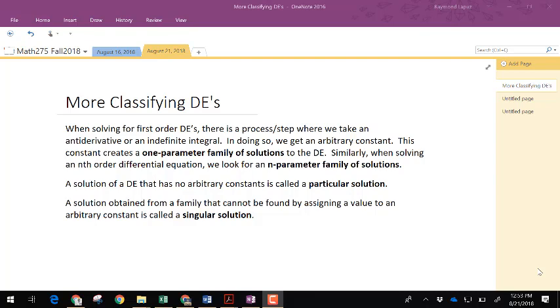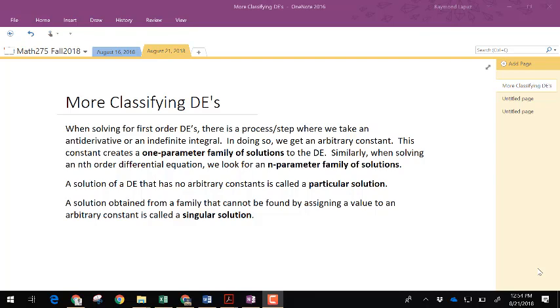Nah, let's not. So anyways, if you're able to solve for those arbitrary constants, then you're looking at a particular solution. And a particular solution usually comes from solving a differential equation that has added information. And added information would be the piece of information that helps you solve for the arbitrary constant.